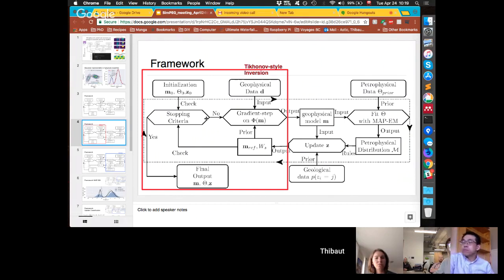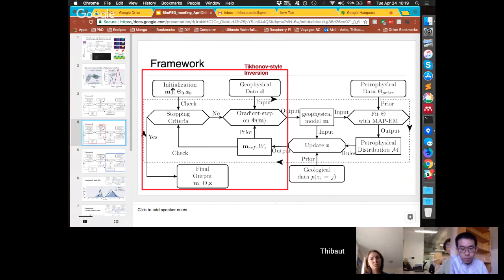Then we do the normal inversion. We have some geophysical data, and we use a gradient method on our objective function phi, and we check our stopping criteria, and we loop over that until we reach the stopping criteria and have a final output. In the normal case, that will just be m.